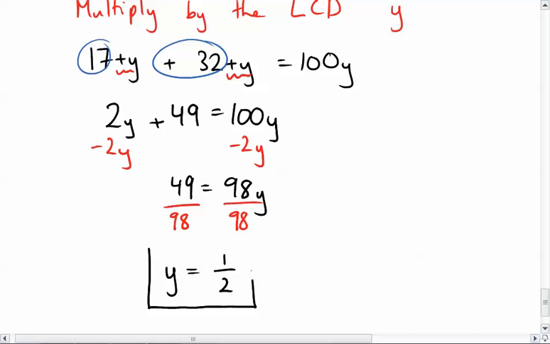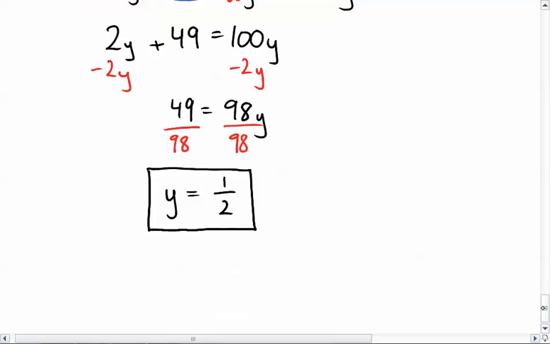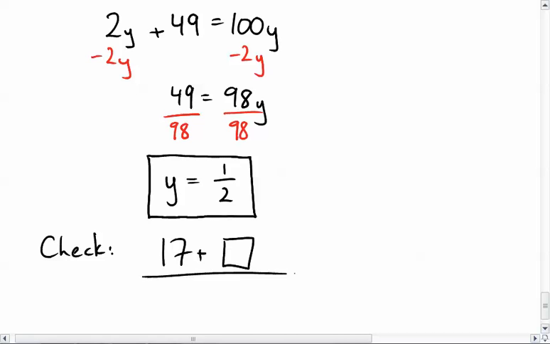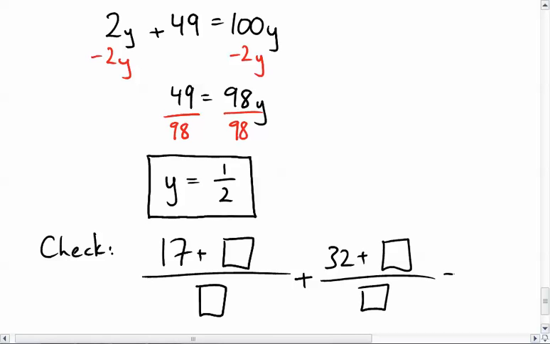Okay, some people did 98 over 49 and got the answer 2, which is really close. But the correct answer is 49 over 98. So the order that you divide things is very important. So again, we're going to check by going back to the original equation, which is 17 plus whatever answer we got, divided by that answer, plus 32 plus whatever answer we got, divided by that answer, had better equal 100. So we're going to put in the answer that we got of 1/2 into everywhere that we had a y in the original equation, and let's hope that we get 100.